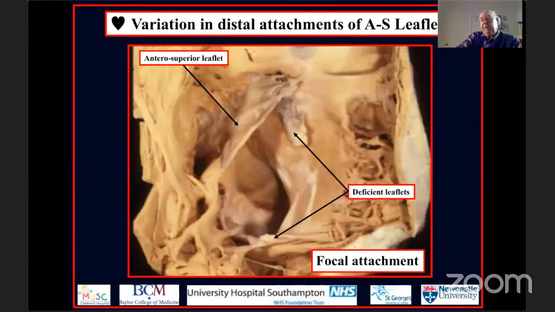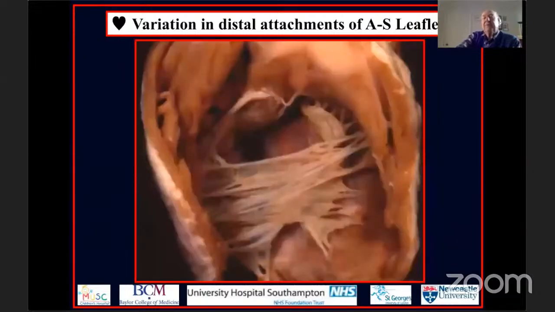He's now working in Pittsburgh, and he should take great credit for appreciating that you can liberate the leaflets of the tricuspid valve and move them back to the atrioventricular junction. But this is not always possible. So it's key to appreciate these differences in the attachments of the anterosuperior leaflet. So here I'm showing you focal attachment, which is at one end of a spectrum. So let me take you through the spectrum of malformation of attachment of the anterosuperior leaflet.